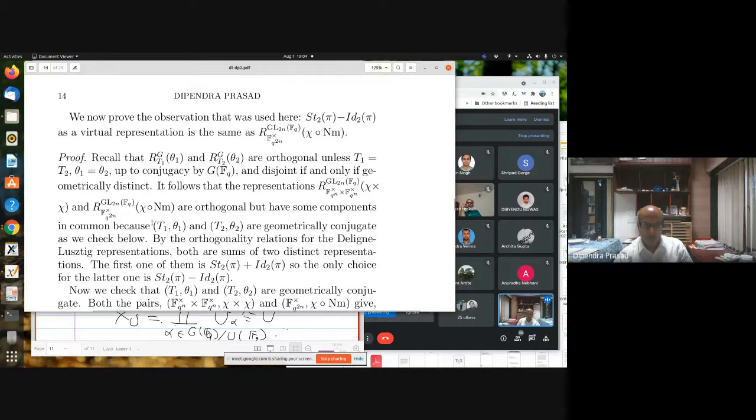We will check below that these two tori and their characters are geometrically conjugate. Once they are geometrically conjugate, they cannot be disjoint. It's if and only if. So by the orthogonality relation for Deligne-Lusztig representations, both are a sum of two distinct representations. First one is this plus that. So the only choice for the second one is this minus that, because the orthogonality is there. So the product is zero and they are not disjoint.